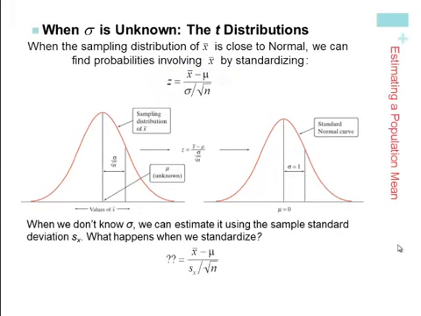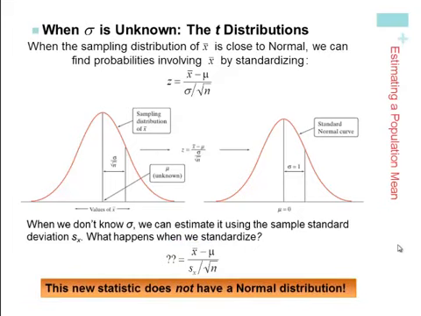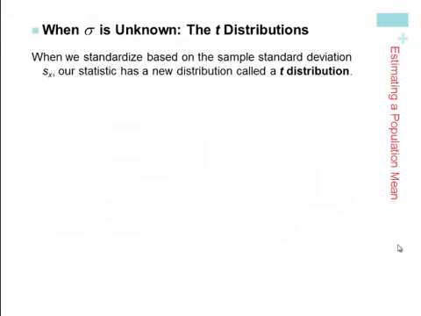So what we do is replace sigma with a sample standard deviation denoted s sub x. So our equation becomes x bar minus mu divided by s sub x divided by the square root of n. This no longer is our z distribution. It is not normal. It is a new statistic. When standardizing using s sub x instead of sigma, we use a t distribution.